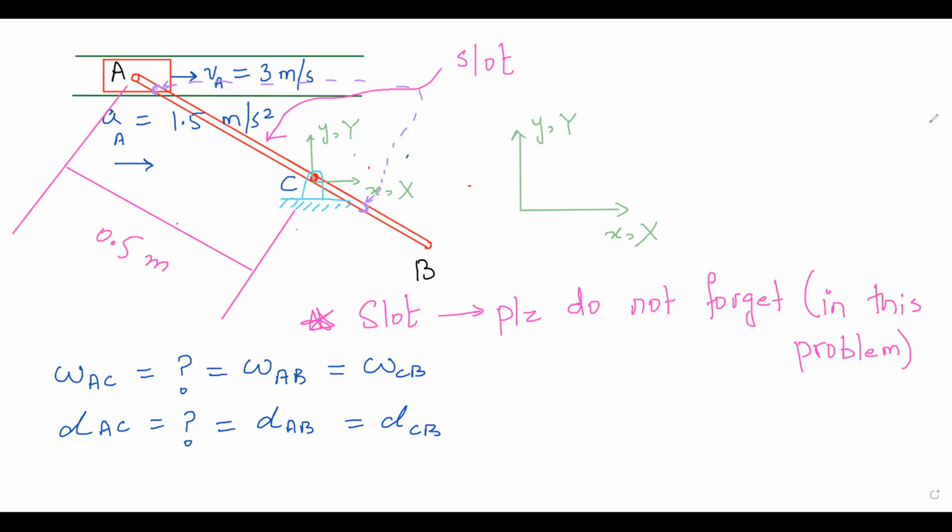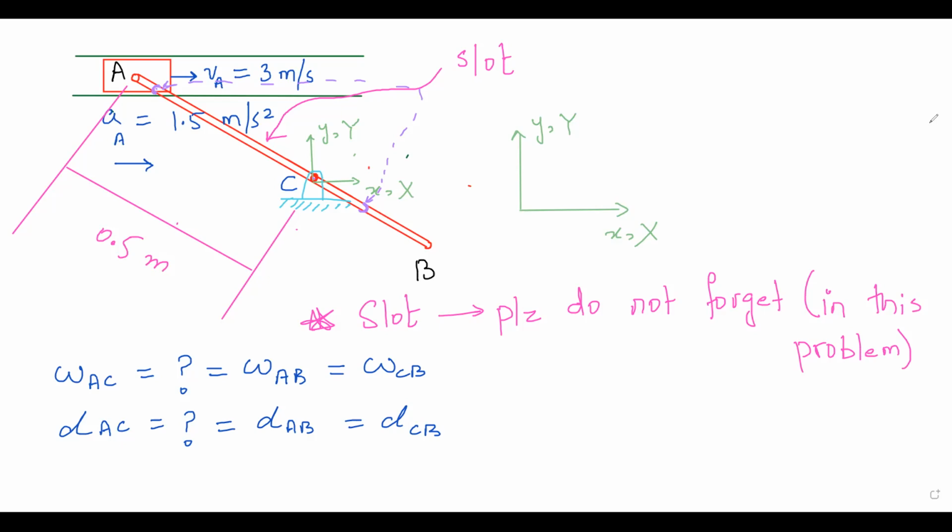Firstly, we can use VA because it's known. And it's equal to the equation we know. We can find the unknowns from there. And after that, we can find.